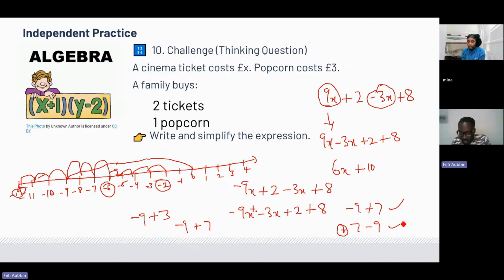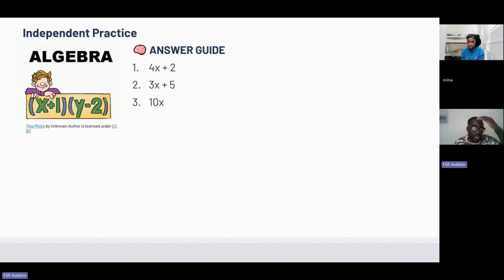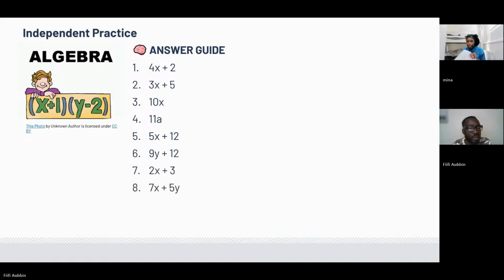Okay. So these are the answers, which you got all of them right. So well done for getting everything right. You can check question number 1 and you can mark yourself. That's 4x plus 2. Question number 2, just mark yourself. Question number 3, 4, 5, 6. Are you okay? So are you proud of what you've done today?